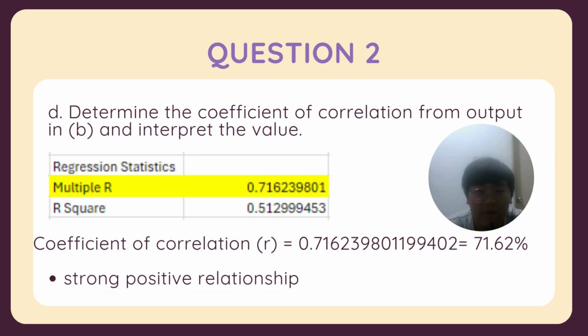Question D. Determine the coefficient of correlation from the output in question B and interpret the value. Through the summary output table, we found the coefficient of correlation R, which is the multiple R, equal to 0.7162, equal to 71.62%. It indicates a strong positive relationship between the lung cancer SMR and the smoking ratio.